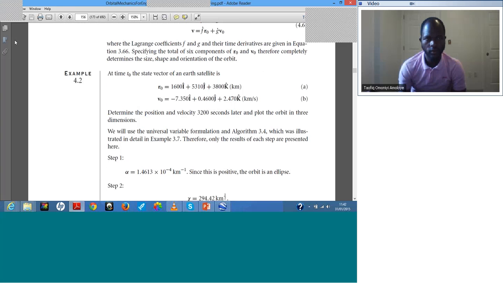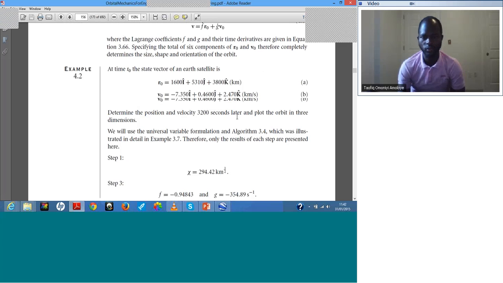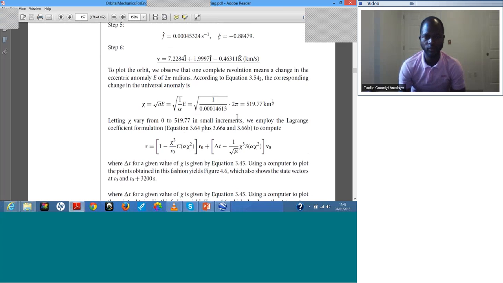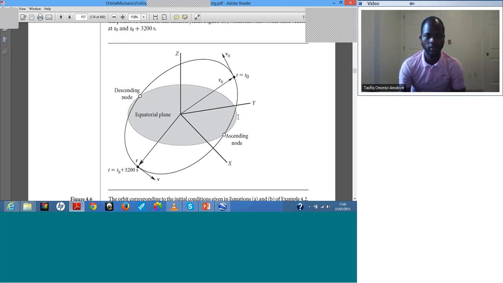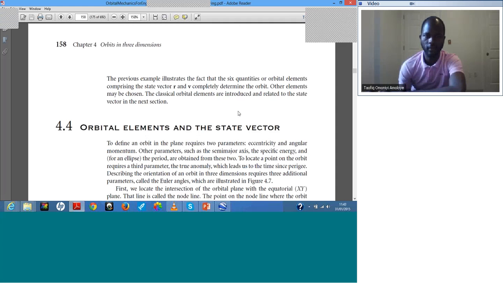You can go through example 4.2 on your own, because I'd like to end the lecture now. It's almost 2 hours. Go through the example on your own, and then read this concluding paragraph of the section we just treated, so that it will set the stage for orbital elements and the state vector, which we will be treating in the next video lecture.